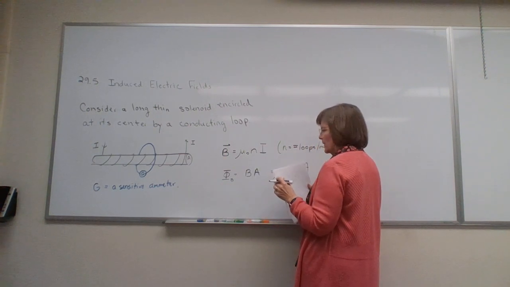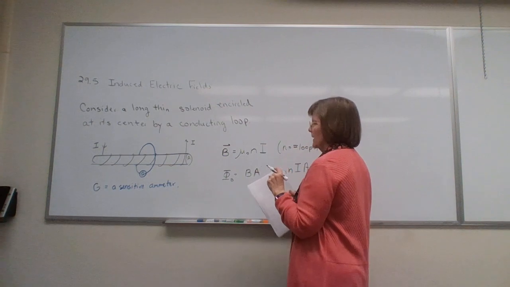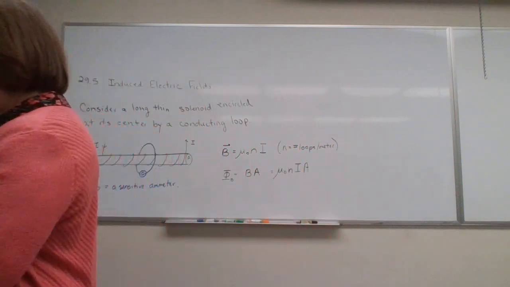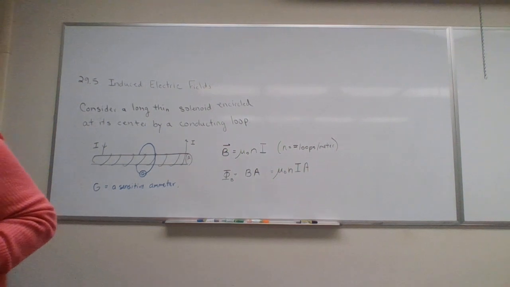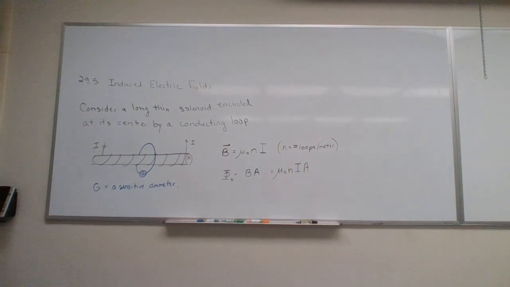I kind of want to look at one thing in the book. Is A supposed to be the area of the solenoid in this case, or is A supposed to be the area of my loop? Let's double check. You guys catch up. Okay, go ahead.